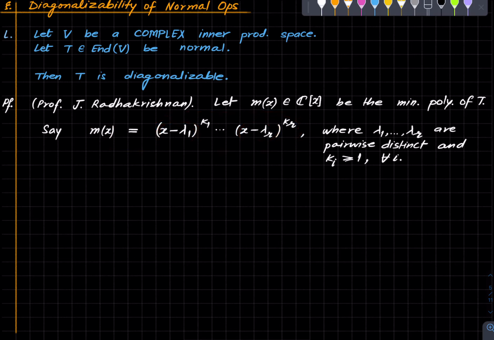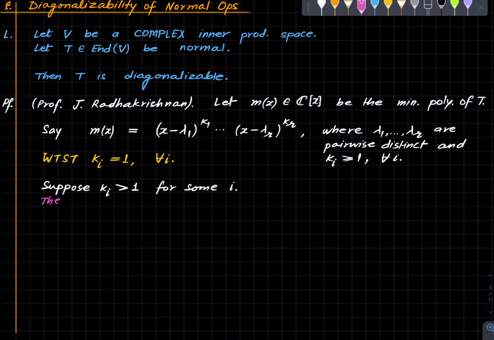What we want to show is that each ki is equal to 1, not just at least 1, that's a given, but we want to show that it is equal to 1 for each i. Because then we can use the criterion and establish that T is indeed diagonalizable. Okay, so assume on the contrary that it is not. So let's say ki is greater than 1 for some i. So then here is the important deduction that we can make from here.